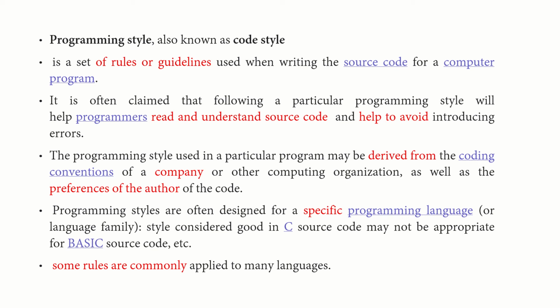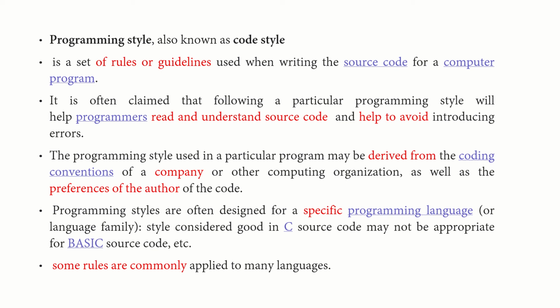So the code style, as I said, is a set of rules or guidelines that are used to create the source code of a computer program. So suppose here we are studying software engineering, and your ultimate aim is to create software which is of high quality. If you want to create high quality software, you have to follow certain guidelines at each step.